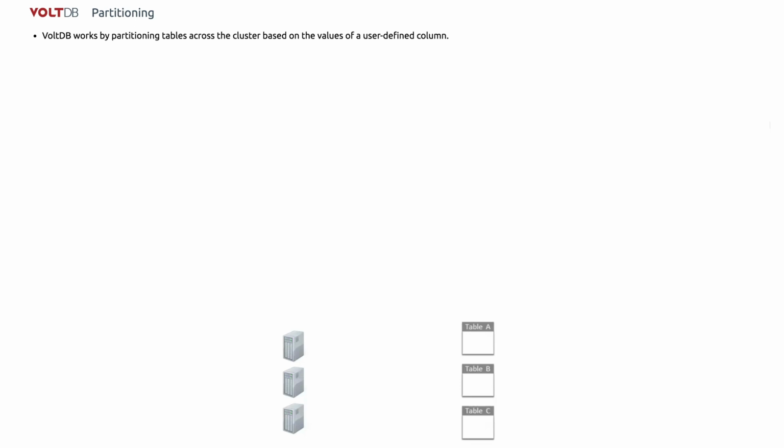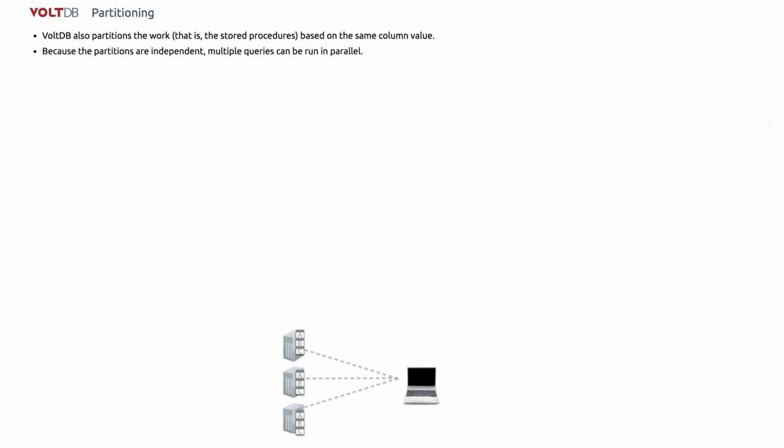VoltDB works by partitioning tables across the cluster based on the values of a user-defined column. VoltDB also partitions the work, that is the stored procedures, based on the same column value. Because the partitions are independent, multiple queries can be run in parallel.